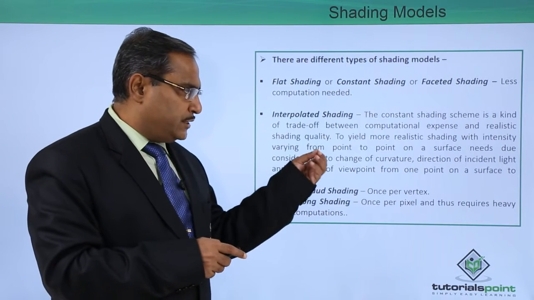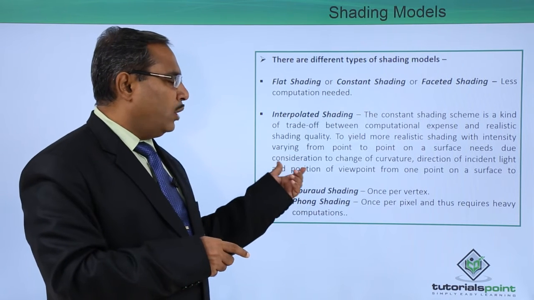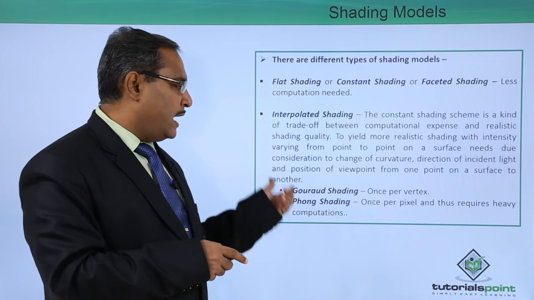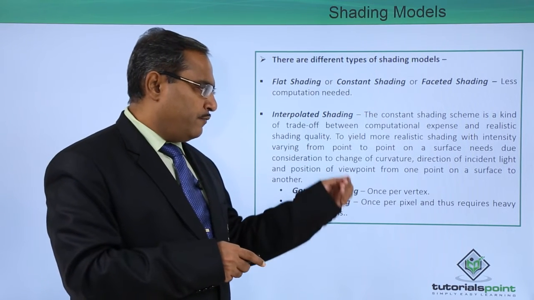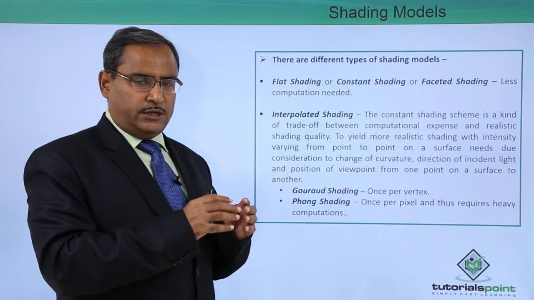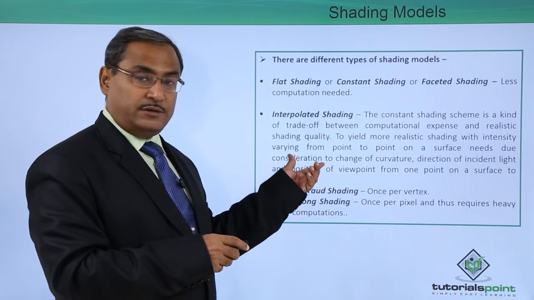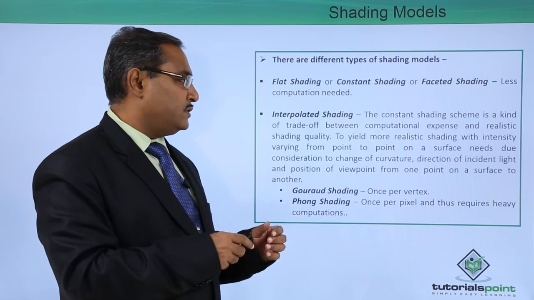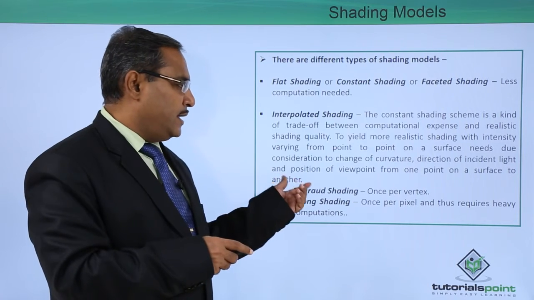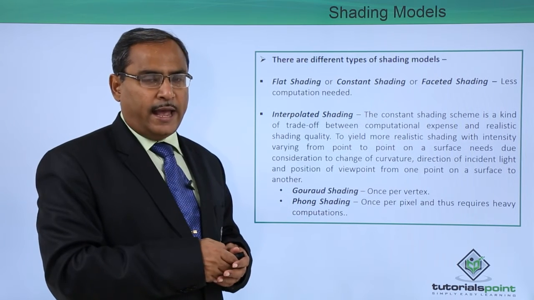To yield more realistic shading with intensity varying from point to point on a surface, we need due consideration to the change of curvature, direction of incident light, and position of the viewpoint from one point on the surface to another. So to have realistic shading on the surface of the object, we should consider the curvature available on the surface, and also the direction of the incident light and the position of the viewpoint from one point to another, because the shading will vary accordingly.